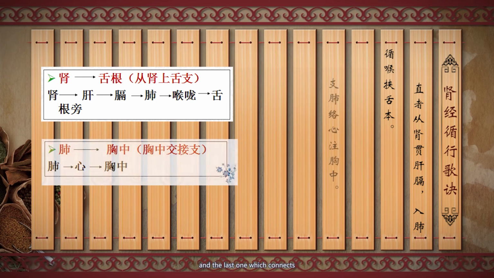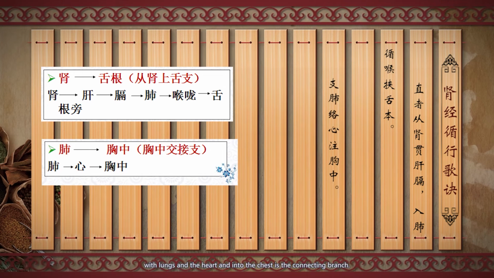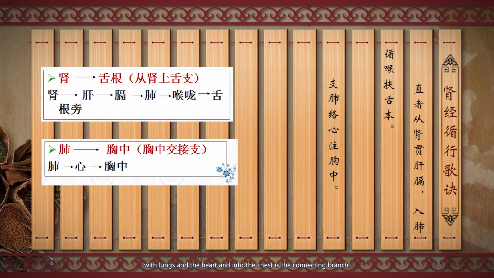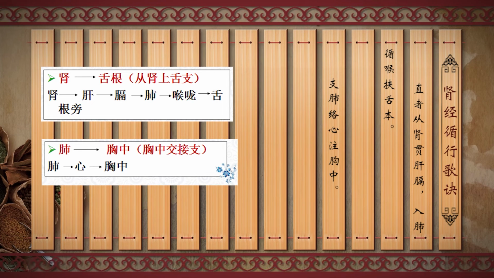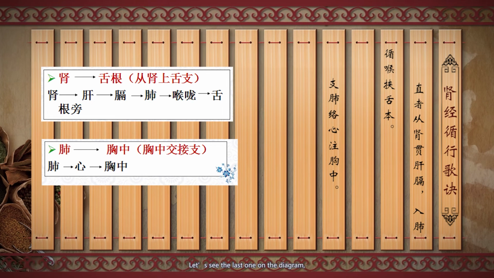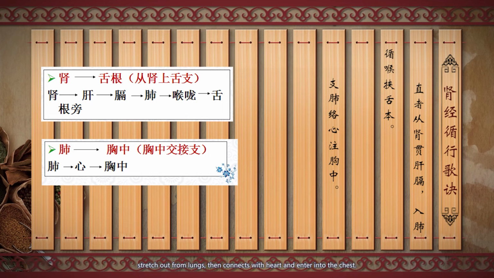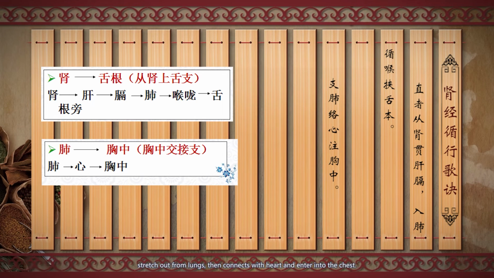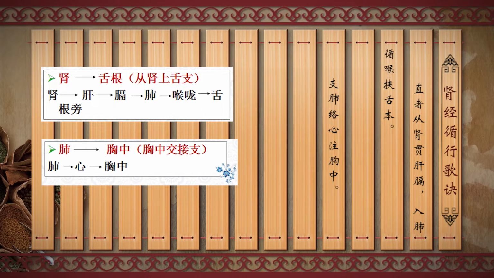And the last one, which connects with lungs and heart and into the chest, is the connecting branch. Let's see the last one on the diagram. Stretching out from the lungs, then connects with the heart and enters into the chest.